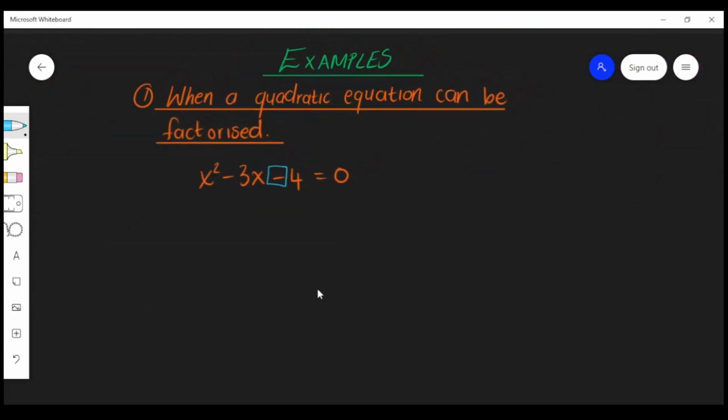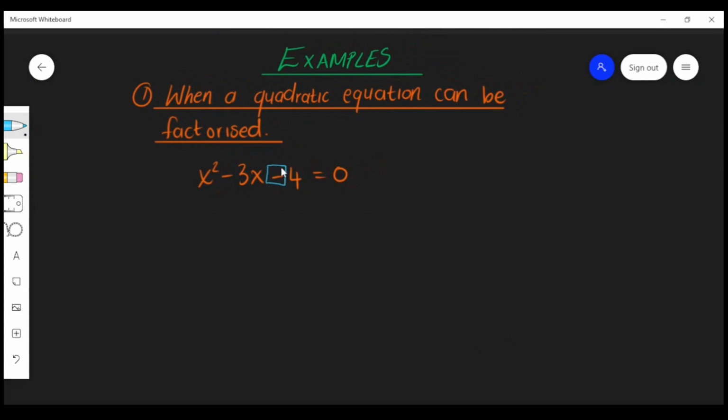Okay, cool. So we said we're going to start with just looking at the sign. What does this sign tell us? It tells us that in our factorized brackets, we need a combination of signs that, when I multiply them together, will still give us a negative. Let's go through that.